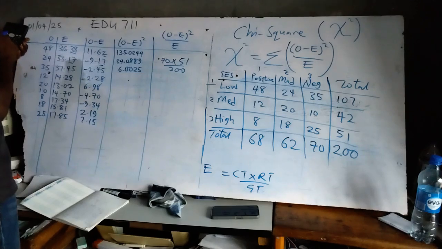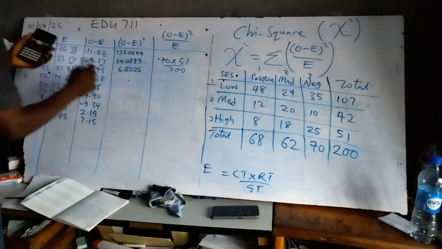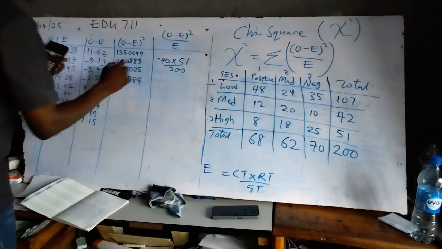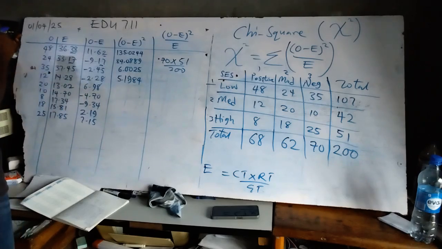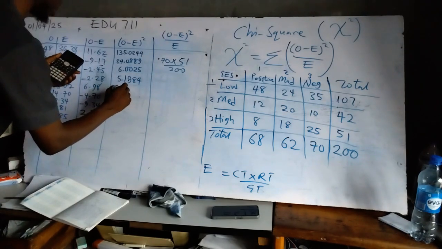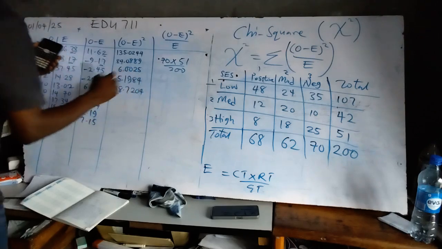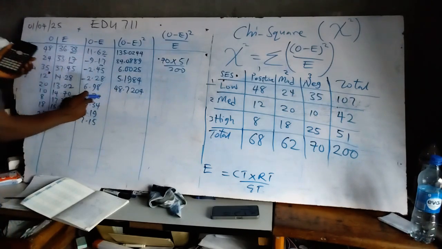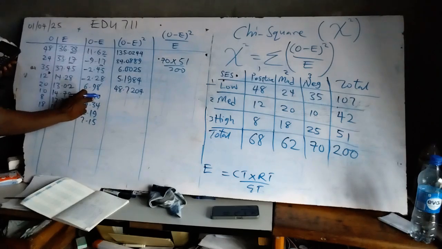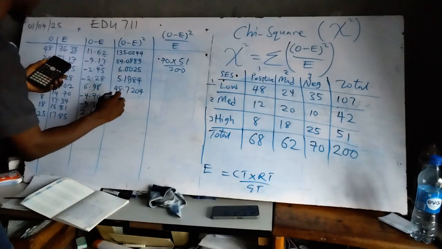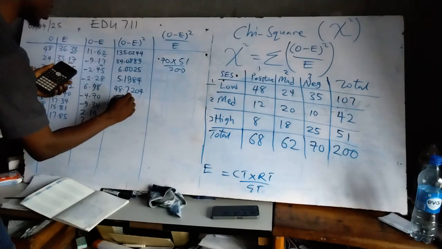So 2.28 squared. That is 5.1984. Then 6.98 squared is equal to 48.7204. Then 4.7 squared equal to, here the last digit is 7 that we are considering, so it must end with 9. So that is 22.09.